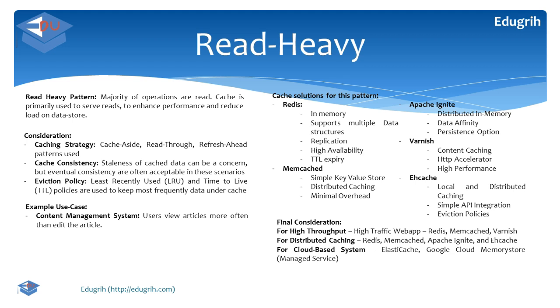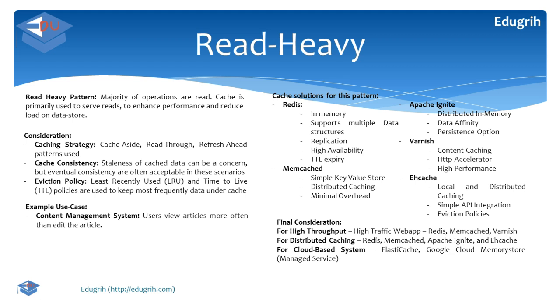Considerations on caching strategy. Cache aside, read through, refresh ahead pattern can be used, and specific caching solutions should provide these caching strategies. Cache consistency. Staleness of data can be of concern because this is a read heavy pattern, and when reads are happening, in more probable cases it should always give the most up-to-date data. But still, in this particular read heavy pattern, generally eventual consistency is often acceptable.